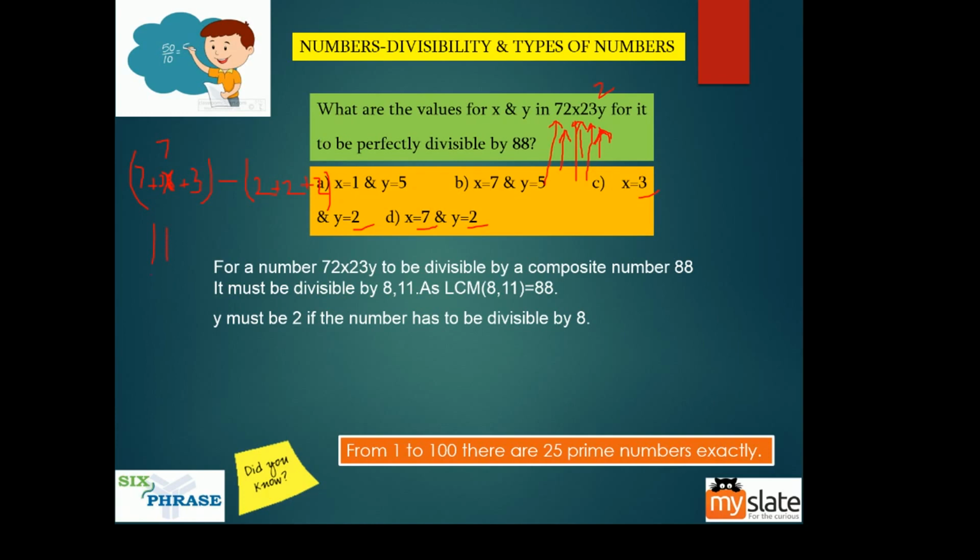Now if you get this answer to be 0 or a multiple of 11, then this whole number is divisible by 11. So 7 and 2 seems to be the correct answer. We'll check for 3 and 2 also. Let's see if we can use 3.